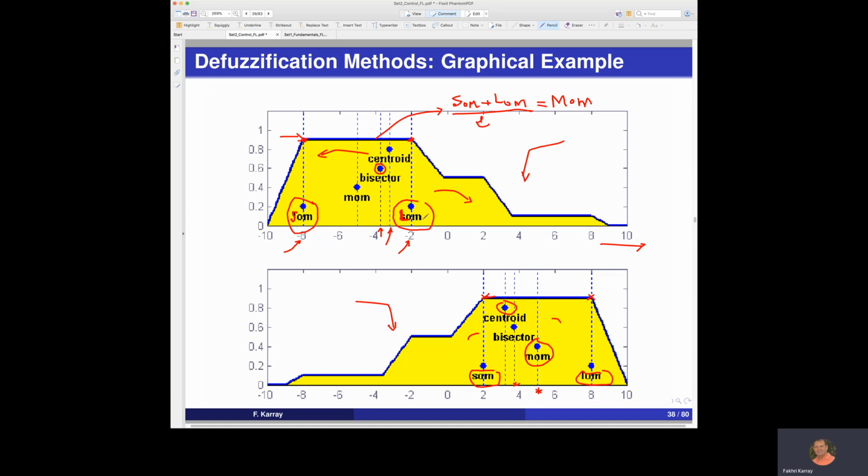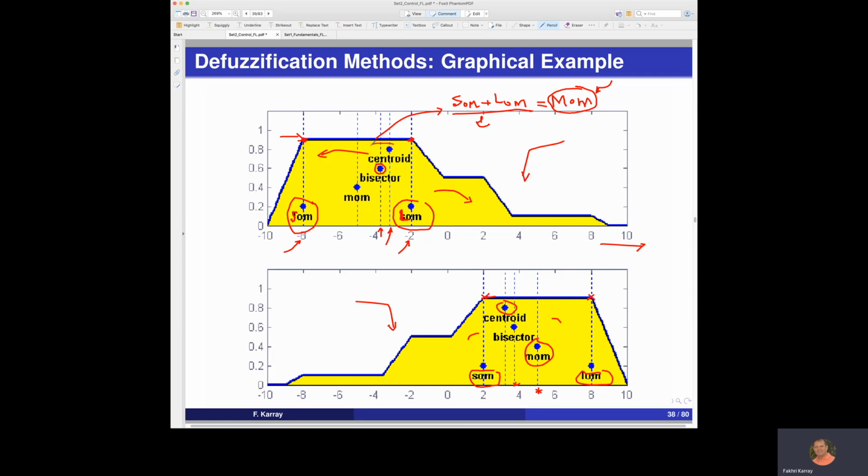So which one do you choose, LOM or SOM? People have used both, as long as you use them consistently with a particular problem. But a representative of them is the mean of maxima. So the mean of maxima is one that people utilize. So this is one of the other options.